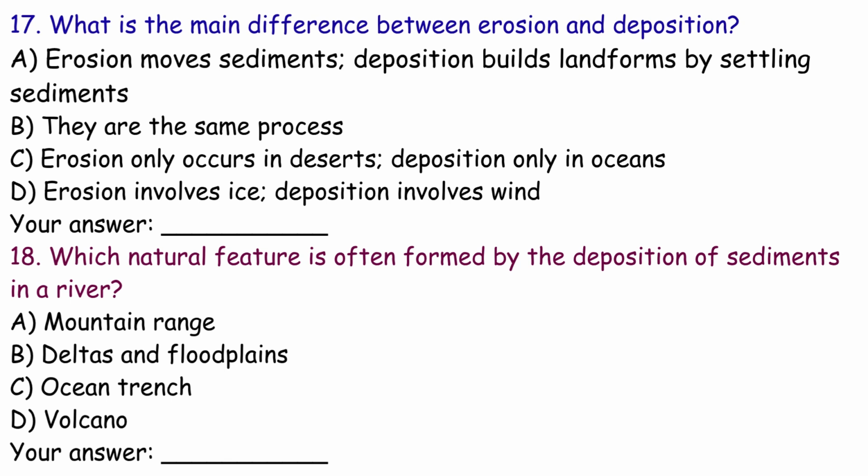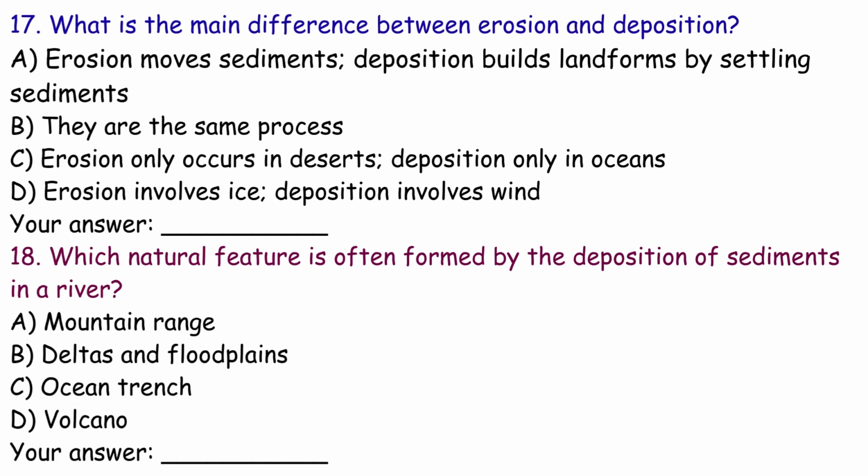17. What is the main difference between erosion and deposition? A. Erosion moves sediments. Deposition builds landforms by settling sediments. B. They are the same process. C. Erosion only occurs in deserts, deposition only in oceans. D. Erosion involves ice, deposition involves wind.